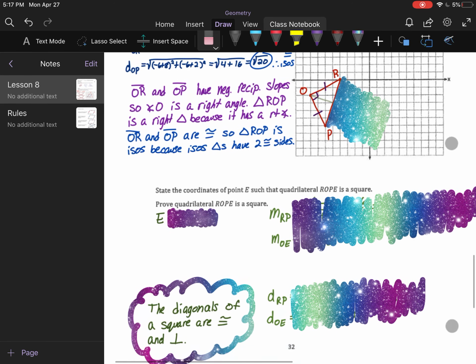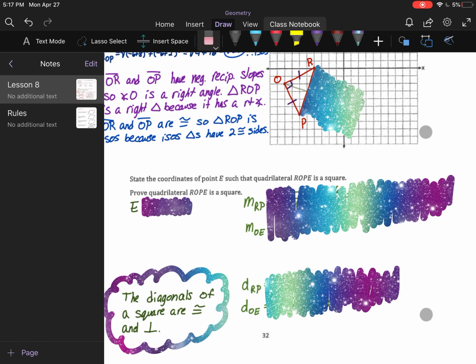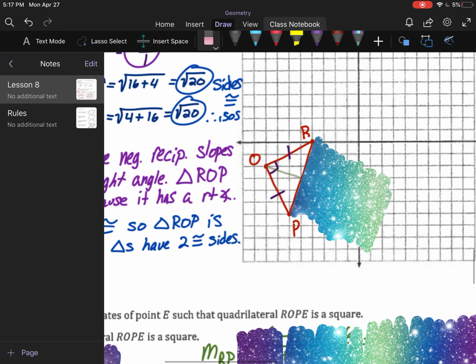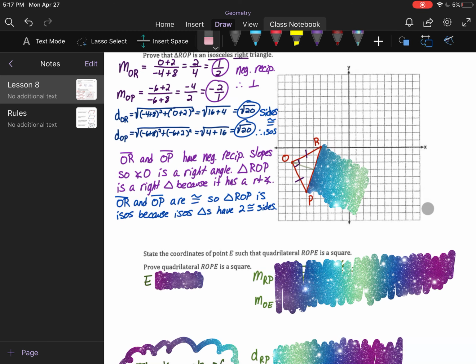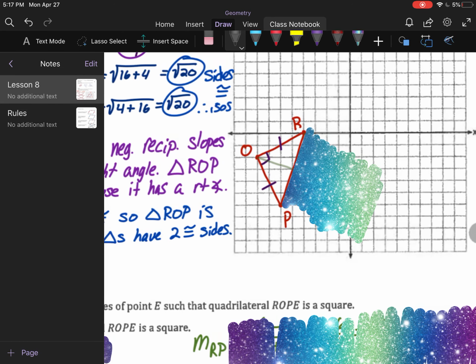Okay, so to finish this lesson out, we're going to find the coordinates of point E, which is going to be added onto this picture here, so that we have a square. If you have a hard time trying to figure out the missing piece, we're going to take this segment here and just copy it down there. So that segment is going up 2 over 4. So we're going to go right here and go up 2 over 4.